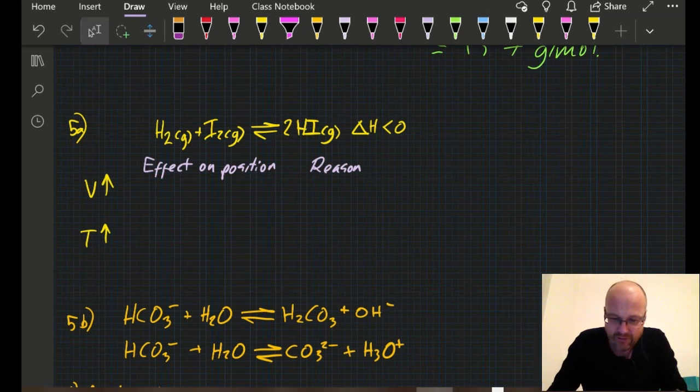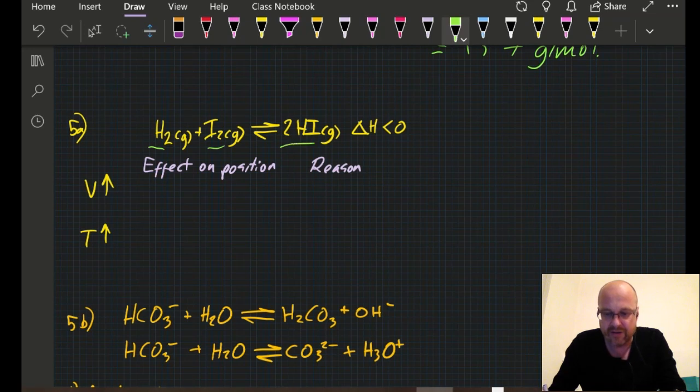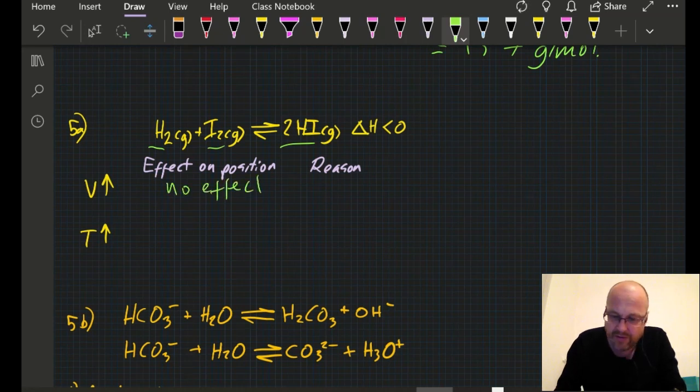Now, there are 2 gas particles on this side, and there are 2 gas particles on that side. So increasing the volume has no effect. See, the effect on the position is no effect. And the reason is there's the same number of gas particles on each side.